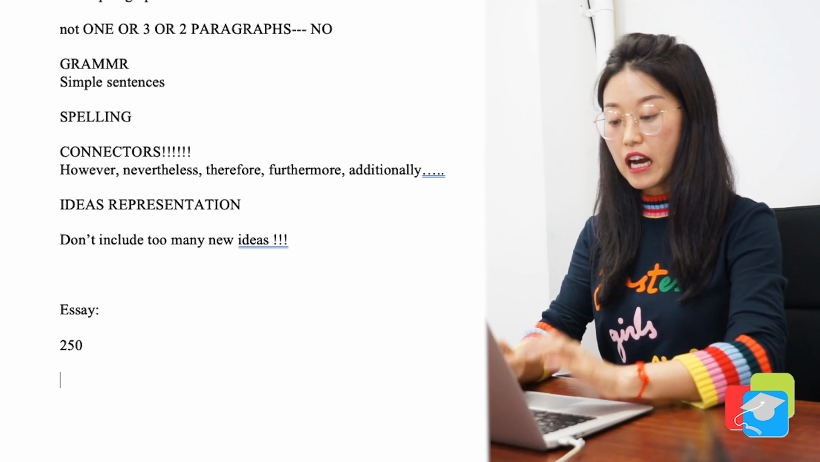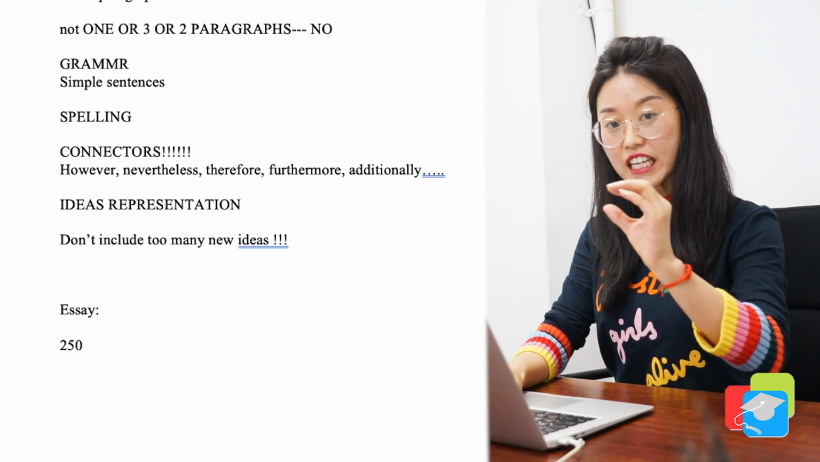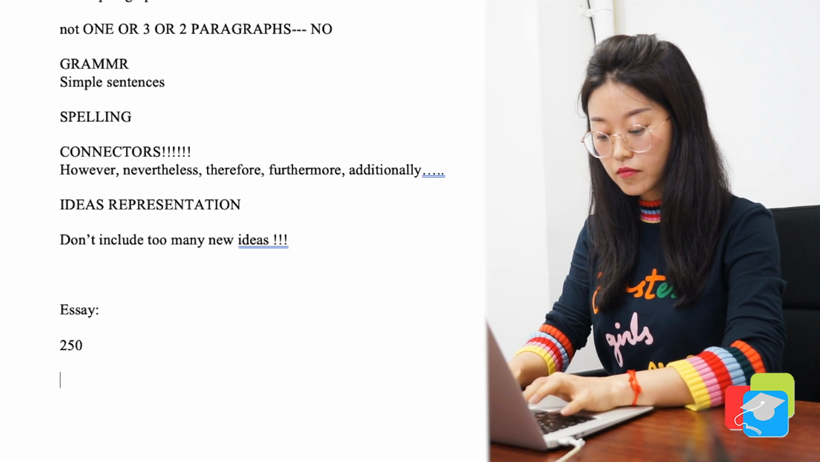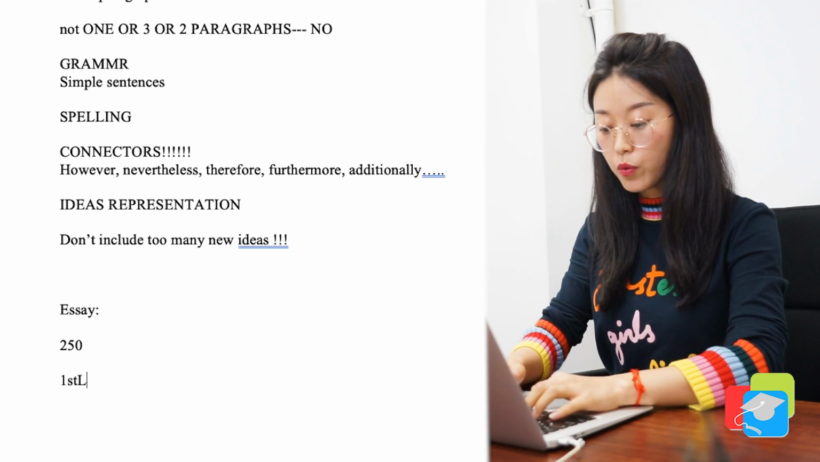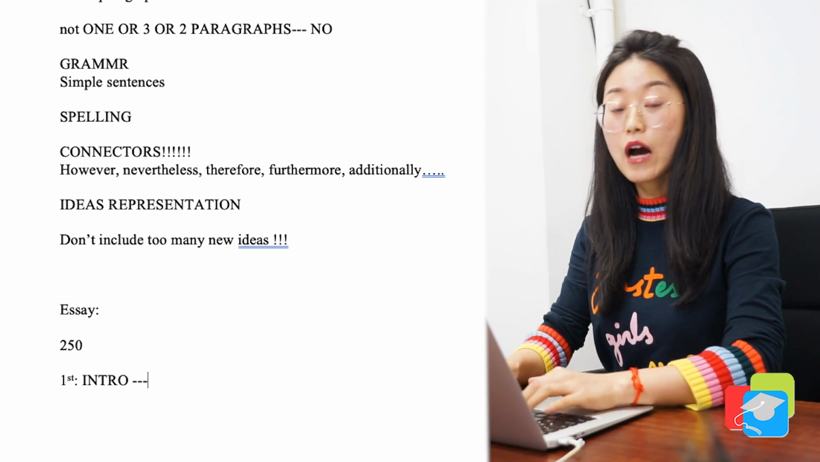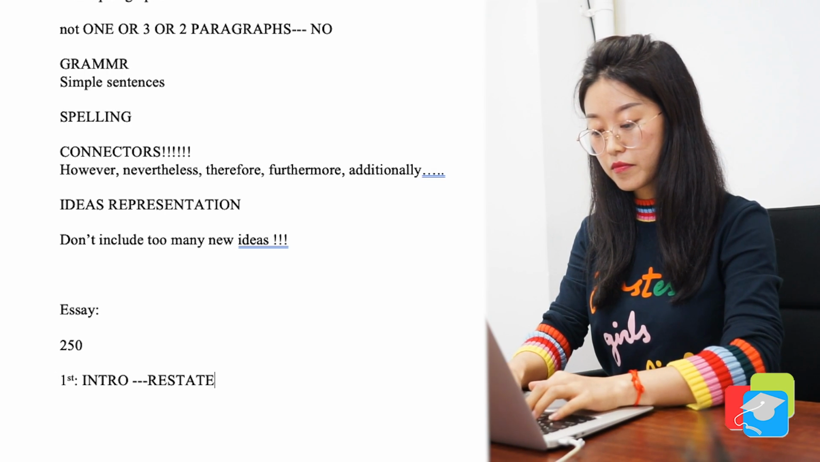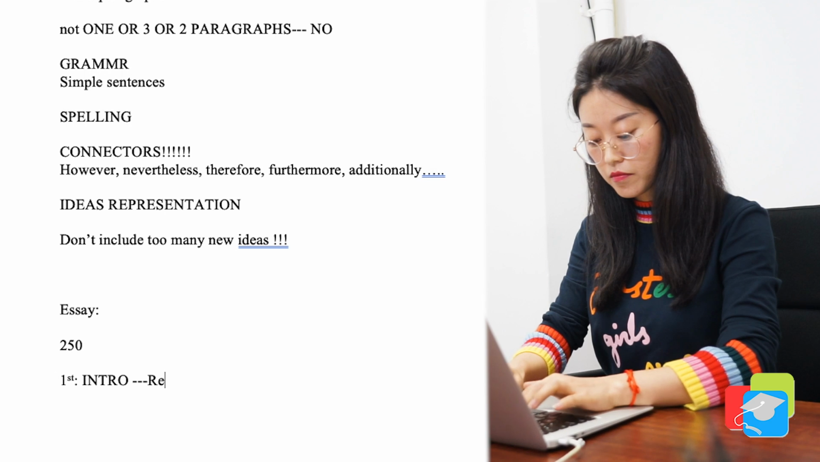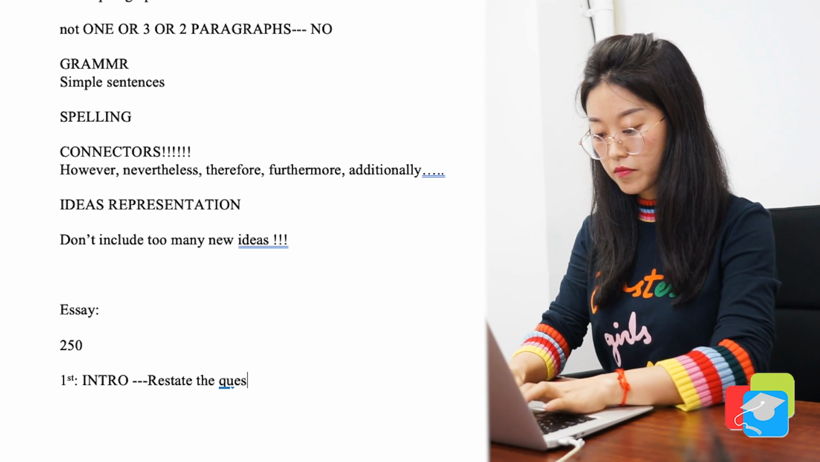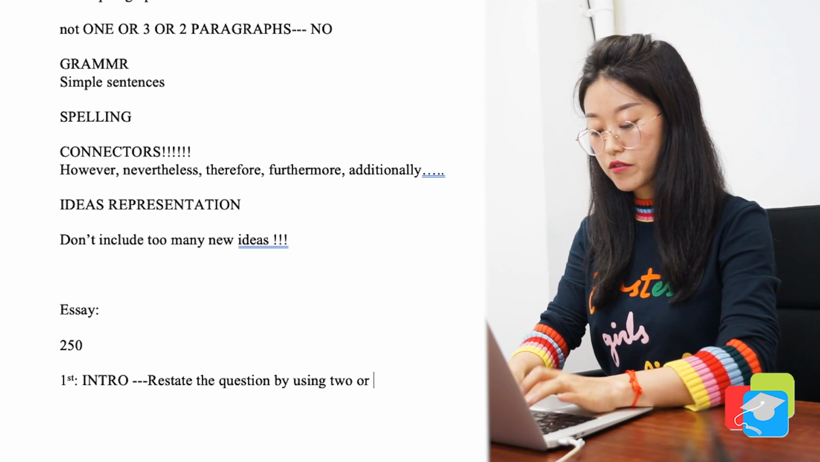And you need to make sure that, as I said, you have one line gap in between each paragraph. So make sure that you have clear information in each paragraph. So the first paragraph, we always start from your introduction part. And how do we do the introduction part? We just need to restate the question, using two or three sentences.